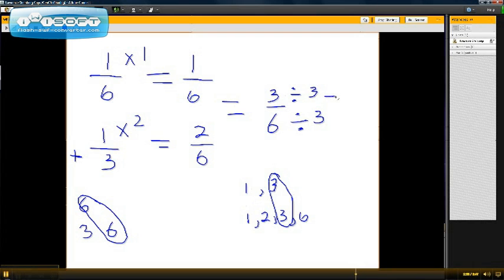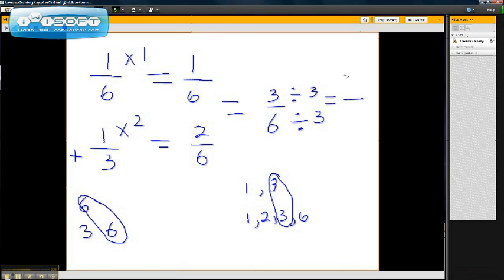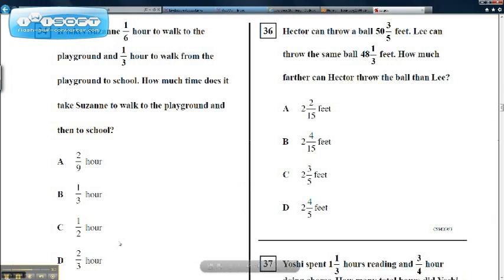And let's see what our new equivalent fraction looks like. 3 divided by 3, well, anything divided by itself is 1. And 6 divided by 3 is 2. So actually 1/6 plus 1/3 in the end will be 1/2, which is choice C.